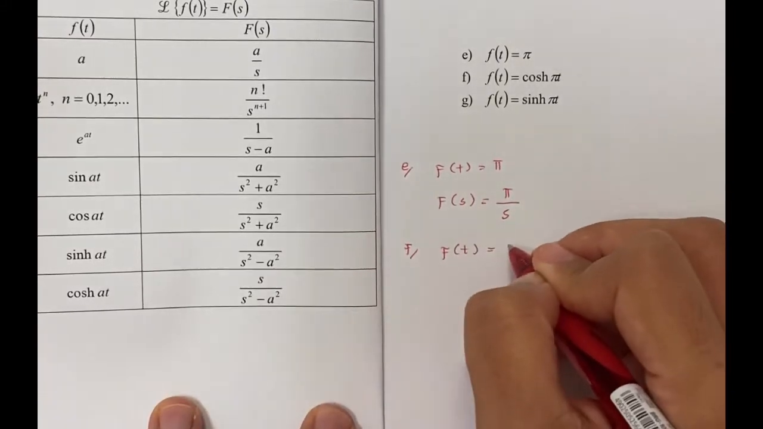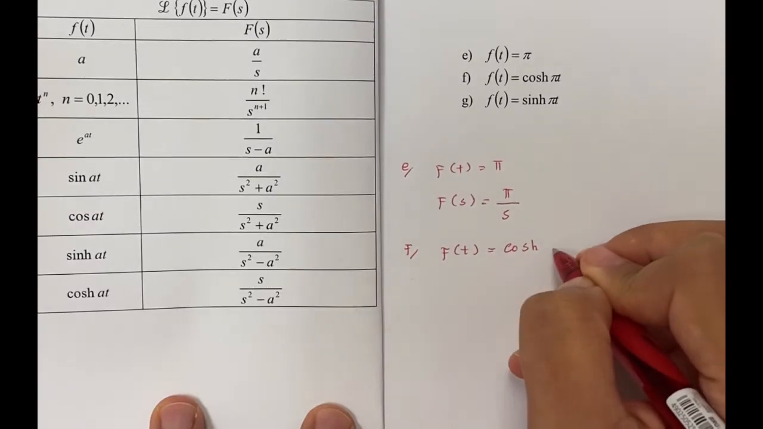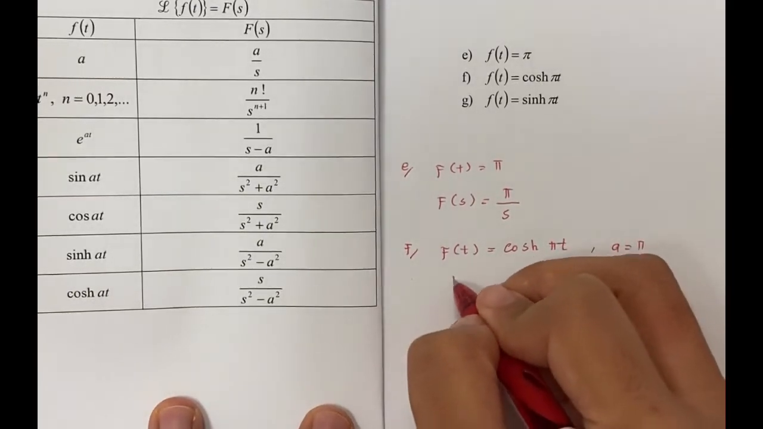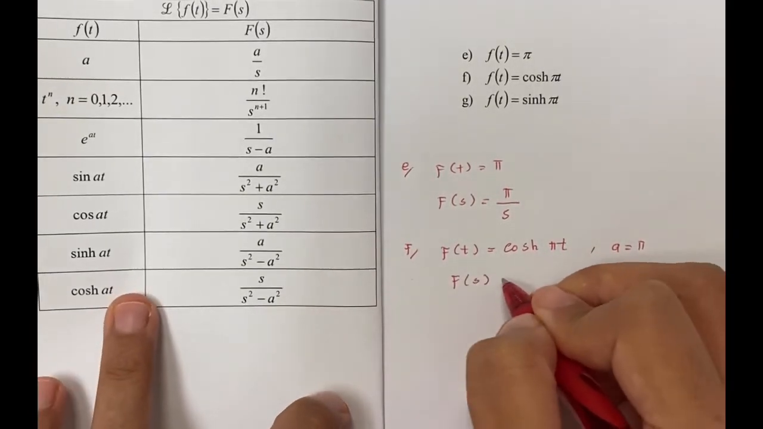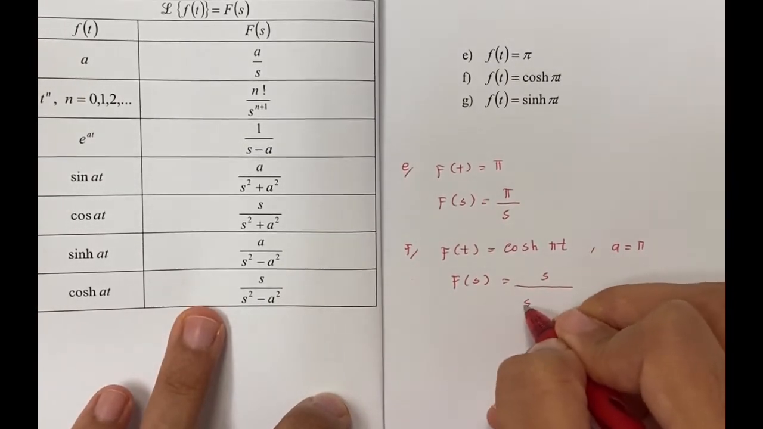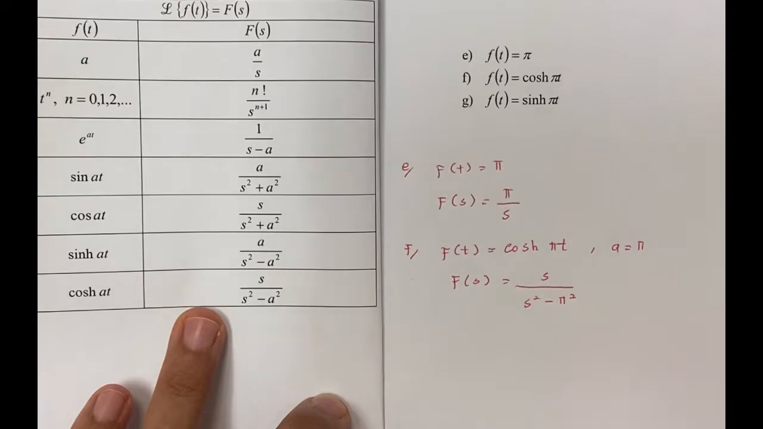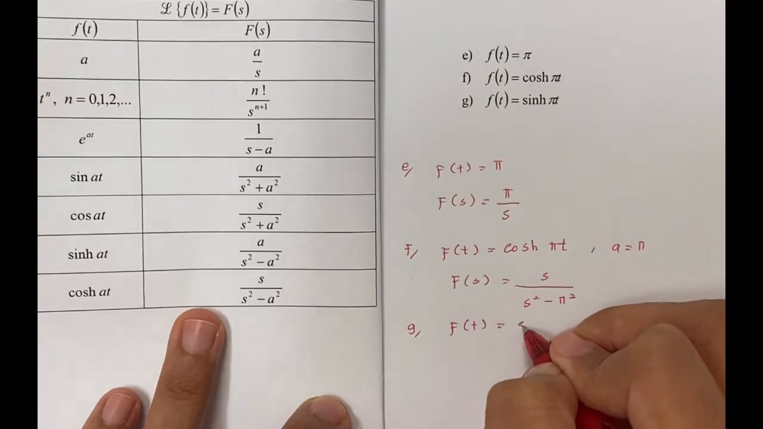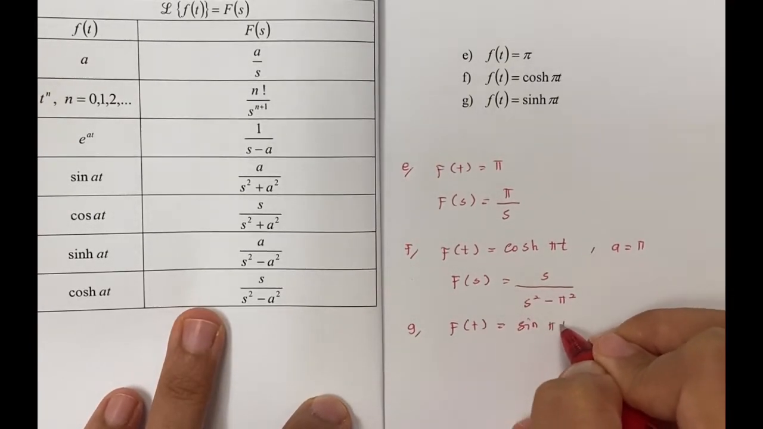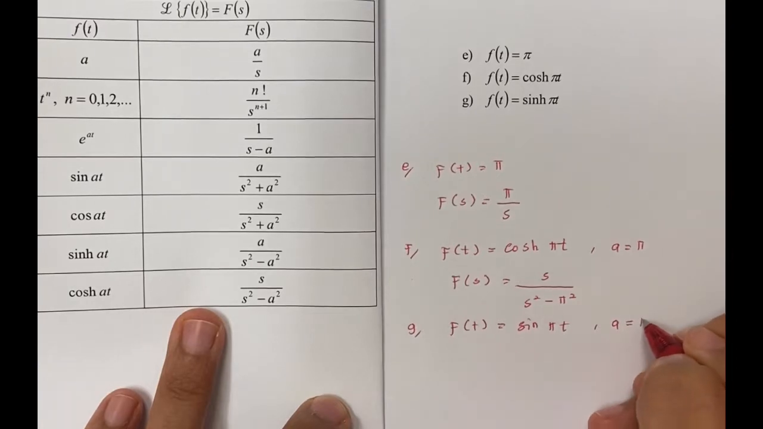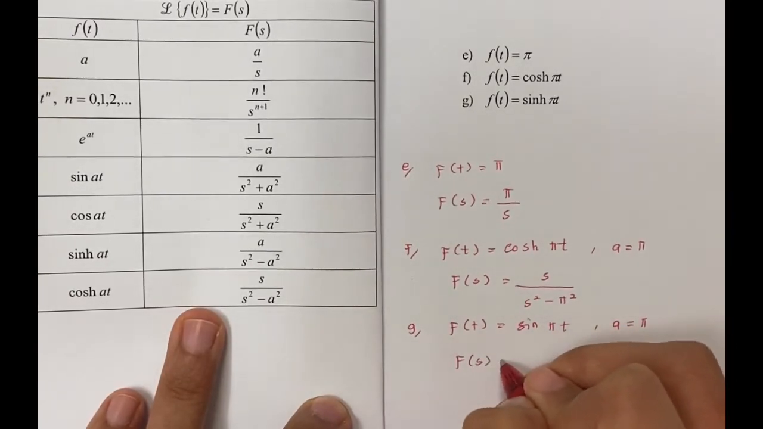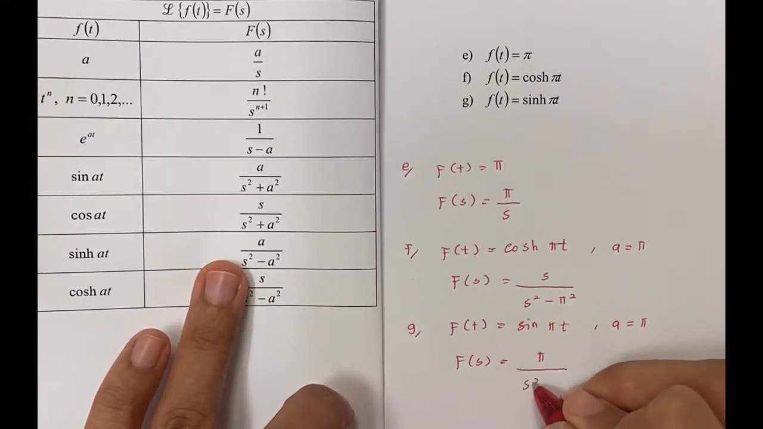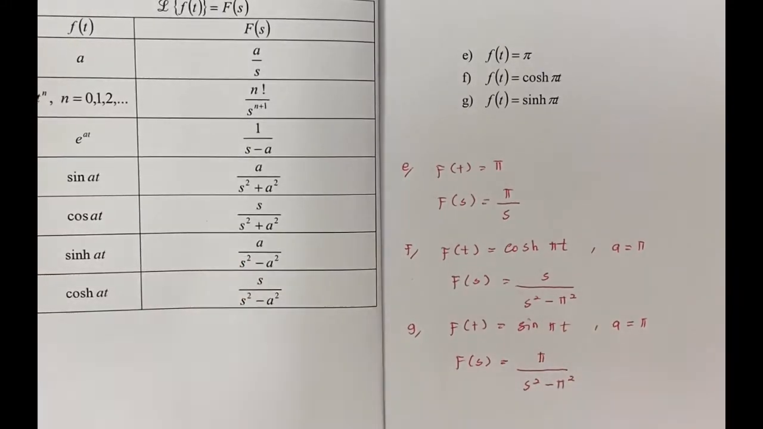For f, f(t) equal to hyperbolic cos pi t. Okay, a is equal to pi. So F(s) is equal to s divided by s square minus pi square. And last but not least, we have g. f(t) equal to hyperbolic sine pi t. Again, a is equal to pi, and our F(s) is equal to pi over s square minus pi square.